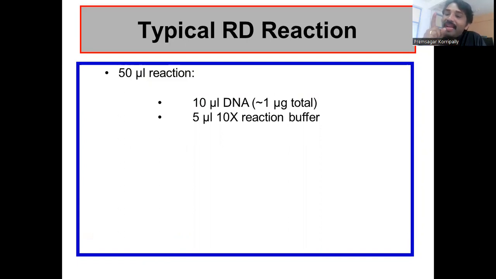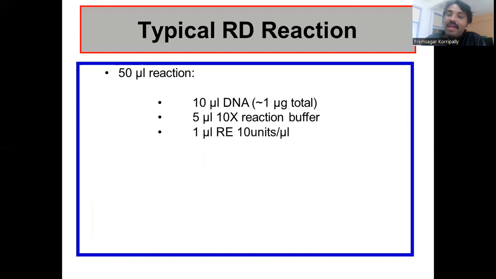So the type 2 restriction endonucleases are the ones working in molecular cloning. Type 2 restriction endonuclease requires only magnesium. So that magnesium is present in the reaction buffer. So 5 microliters of reaction buffer is added.